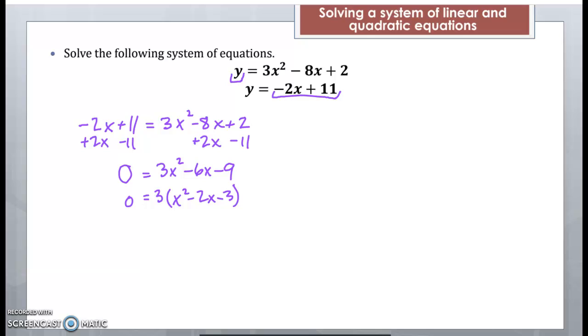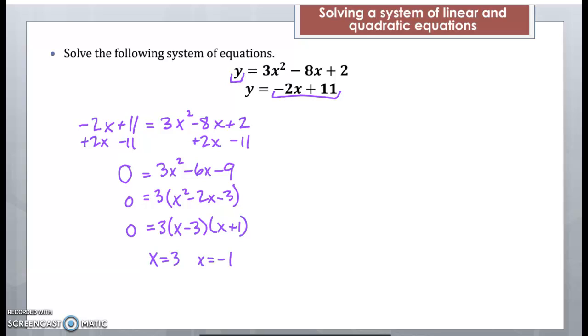Now, what am I trying to do? I'm trying to solve for x here. And if you remember, we can solve for x by factoring. This factors into x minus 3 times x plus 1. And then I set each of those factors equal to 0. And I'll get x equals 3 and x equals negative 1.